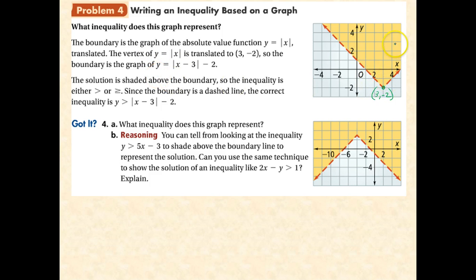It's greater than. It's not greater than or equal to, because our lines are dashed here. So it's just greater than, and we're shaded above. So y is greater than absolute value of x minus 3 minus 2. So see if you can figure out what inequality is represented by this graph right here.